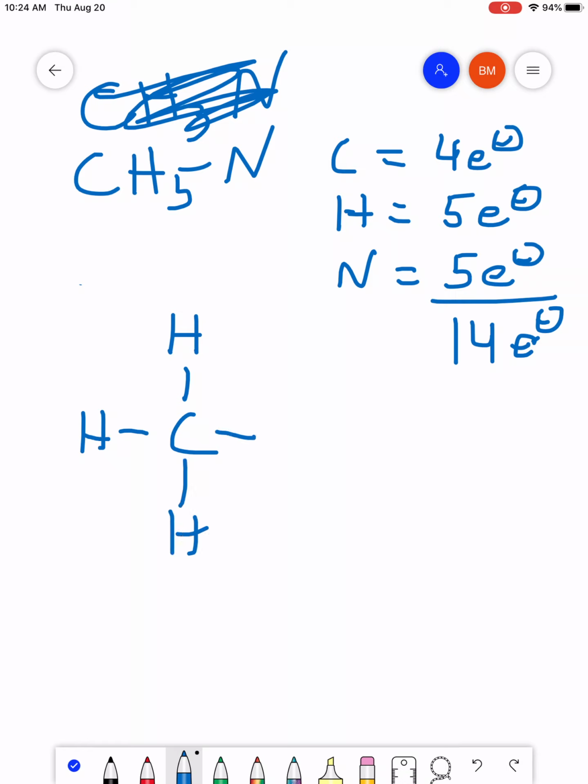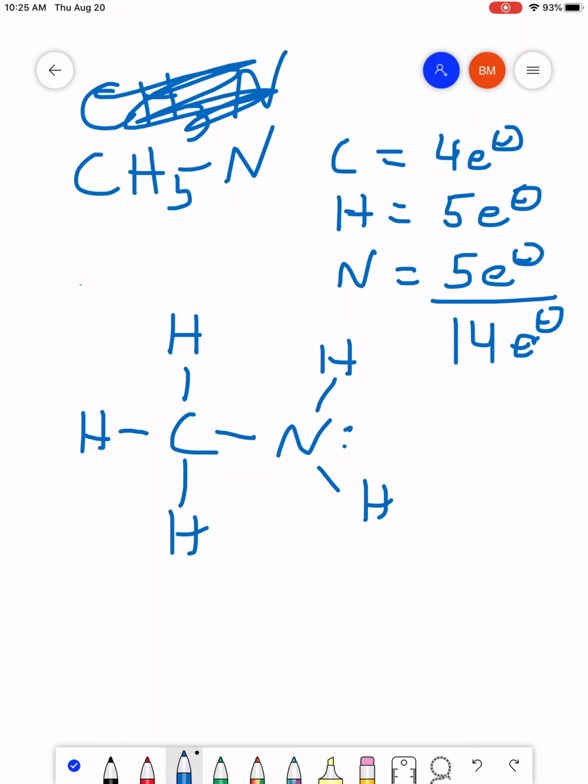So if I draw this, the carbon has 8 electrons. These 3 H's have 2. That's great. We're still missing 6 electrons, and we're still missing 2 hydrogens. This nitrogen can hold those 2 hydrogens, and it's got its 3 bonds, which it likes. We still need to place a pair of electrons, and the nitrogen can hold on to them. We have 2, 4, 6, 8, 10, 12, 14.